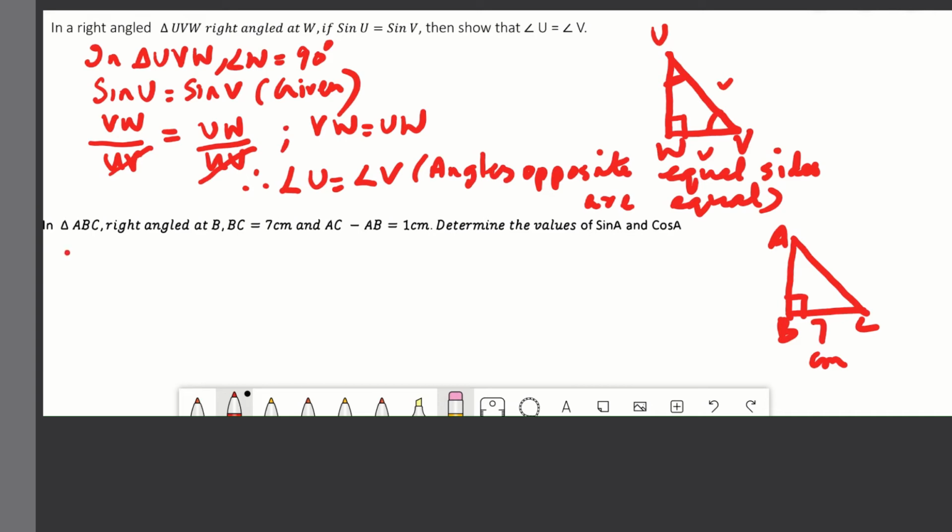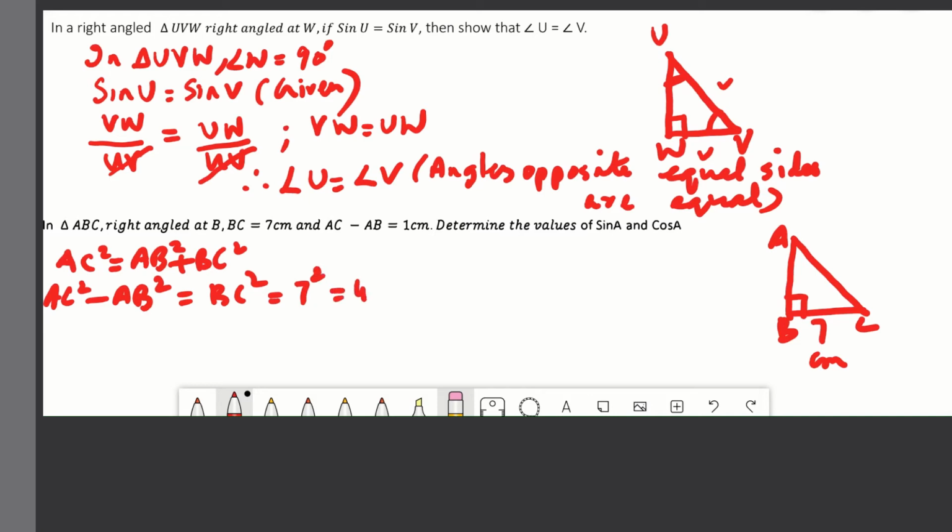So according to triangle ABC, AC square is equal to hypotenuse square equal to altitude square, that is AB square plus base square, that is BC square. Now in this question, I'm going to take AB square to the left hand side. So we will get AC square minus AB square is equal to BC square. And given that BC is 7 centimeter, so we can write 7 square and that is equal to 49. Now, why I have taken AC square minus AB square? Because in the question, they have given a condition like AC minus AB. I'm going to make use of that.